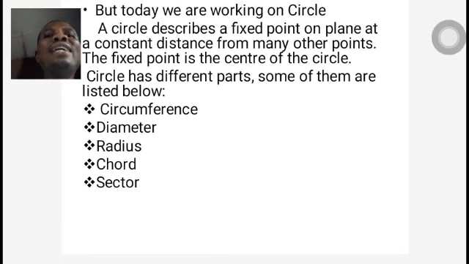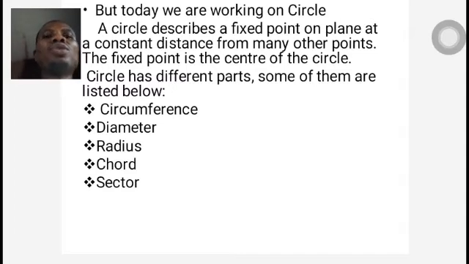Now we have the diameter. Diameter is a line that divides the circle into two equal halves, semicircles. So it's a line that moves from one edge, passing through the center, to the other edge. And we have the radius. Radius is half of a diameter. So it's a line drawn from the center of the circle to any part of the circumference.